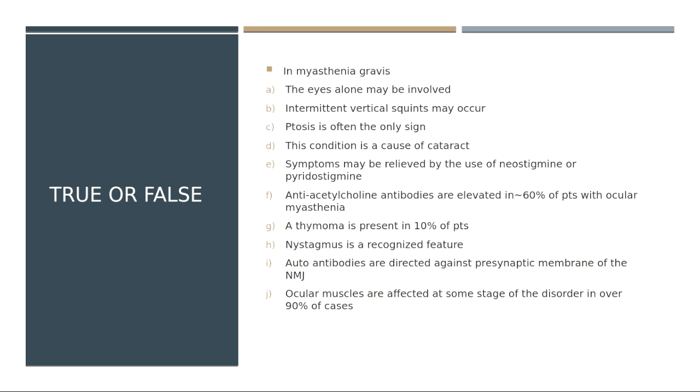Also, antibodies are directed against the presynaptic membrane of the neuromuscular junction. Is that true or false? False. It's not presynaptic, is it? False. Postsynaptic, right. Ocular muscles are affected at some stage of the disorder in over 90% of cases. I think that's true. Okay? True. Yes, it's true. All right, so that's the end of it.